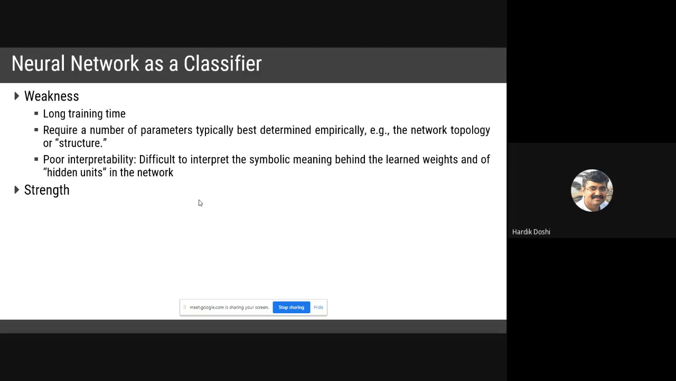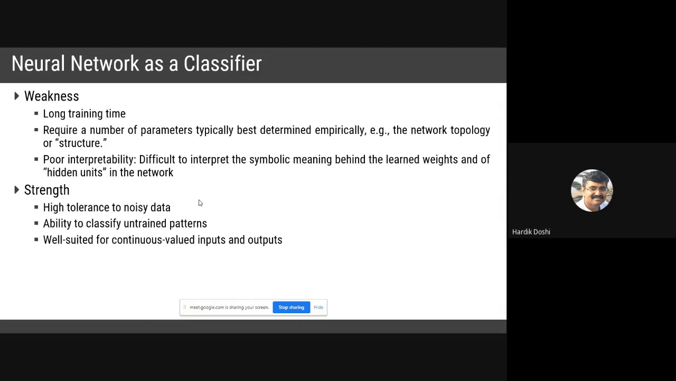And the strength of this neural network is high tolerance to noisy data. Say for example, if I have a large amount of data in which noisy data is there, that means blank values, null values, then wrong data, misleading data. It has a very high tolerance for that, compared to all the other three methods. It has the ability to classify untrained patterns. In that case, the others had very less accuracy. I talked of accuracy.